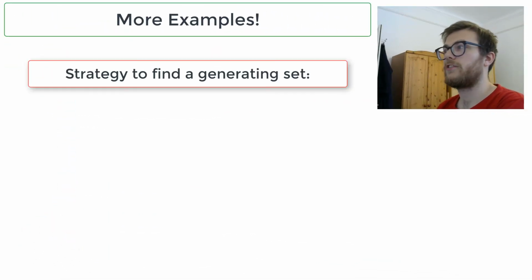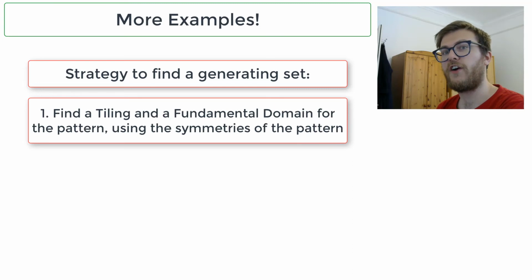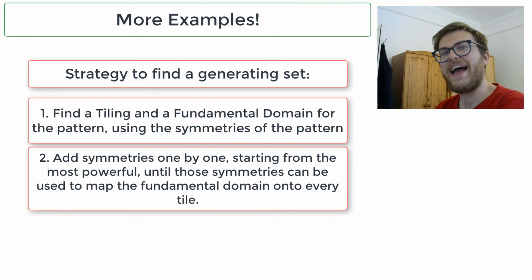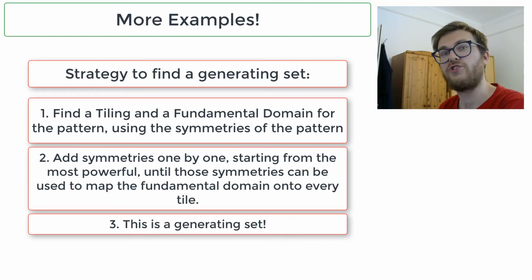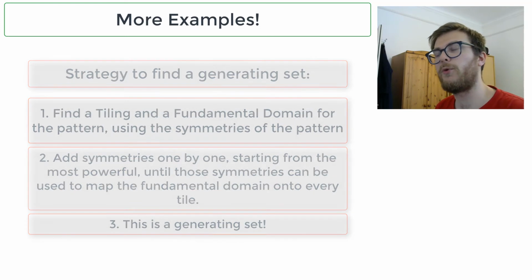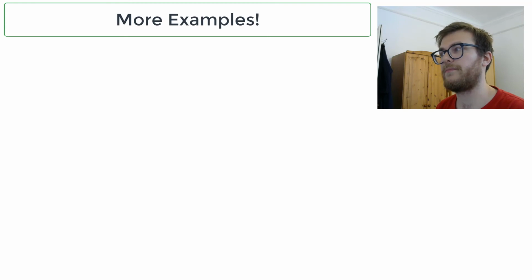To recap, the strategy is to firstly find a tiling and a fundamental domain, a tile with no symmetry which can be used to build the entire pattern using the symmetries of the pattern. Then, we begin to add in symmetries, starting from most powerful to least powerful, until we can use those symmetries to move the fundamental domain onto every tile in the pattern. We can then be sure that we have found a generating set. Let's look at a couple more examples before I let you have a go yourself.